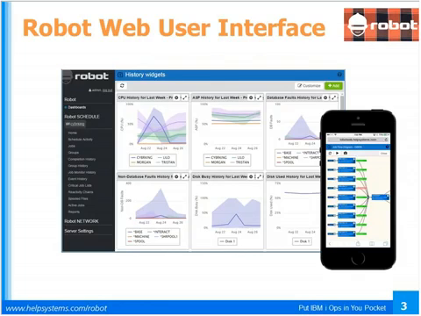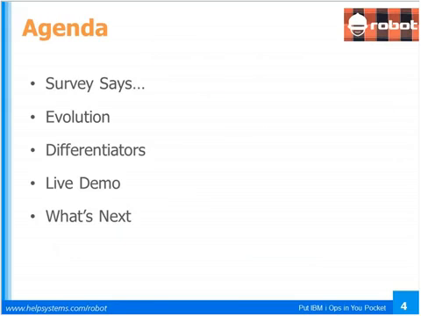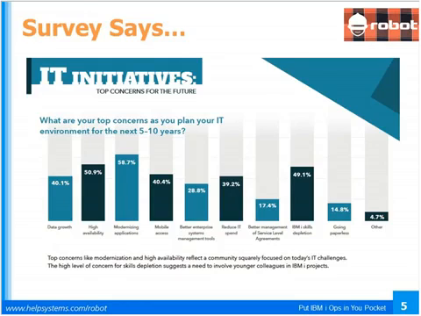Okay, so this modern interface for Robot, as you can see here, is based on browser architecture that we introduced more than a year ago now for Robot Network. And you'll see today that we have much more in store for this tool across our brand. So this is what our agenda looks like. It's a short agenda, and we're actually going to start by looking at the results of a survey that we did for the IBM Marketplace.